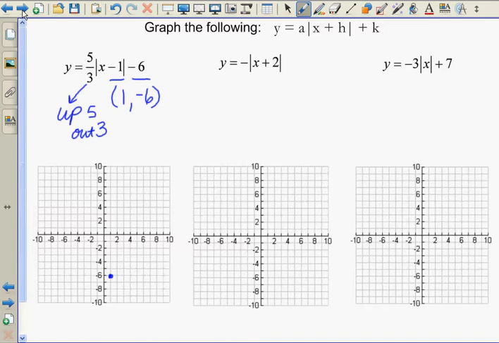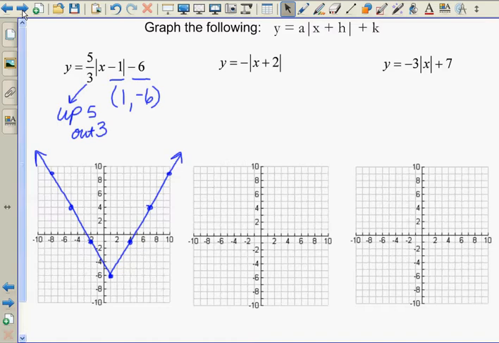So I'm going to go up 5, 1, 2, 3, 4, 5, out 3 to the right, and up 5, out 3 to the left. And then I'm going to continue doing it until I'm off my graph. So up another 5, out 3, up another to the left, 5, out 3, and then one more time. Up 5, out 3, and again on the other side, up 5, out 3. There we go. That is my absolute value graph. So super simple, just a matter of remembering it back from Algebra 1.